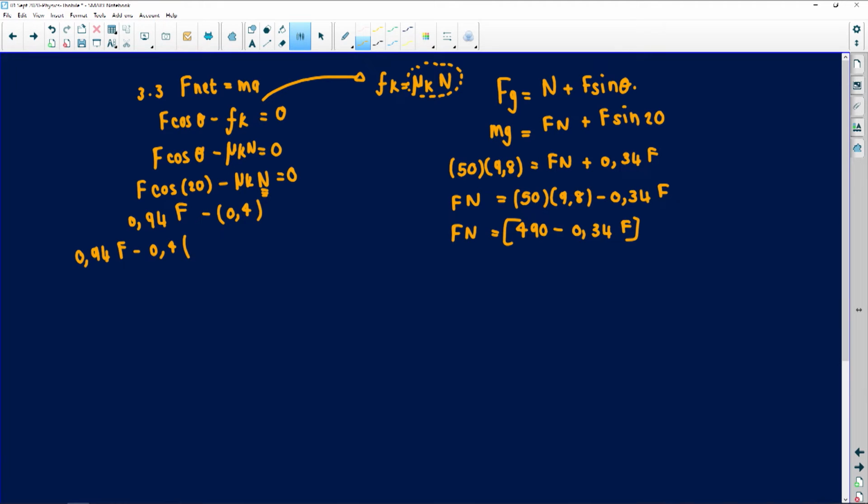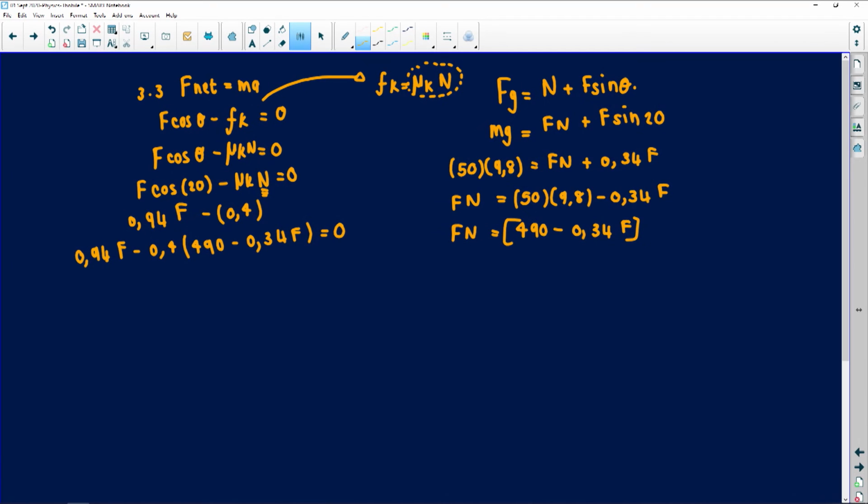Now, F of n is 490 minus 0.34 F, and all of that is equal to 0. Now, in this case, the only difficult thing was for you to find your F of n, working that with your F of y, because it's both unknown and we have the force that's unknown. Now, this step is all just about mathematics. So let's work that out.